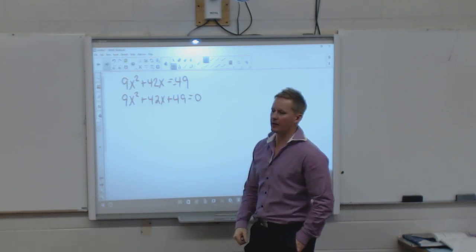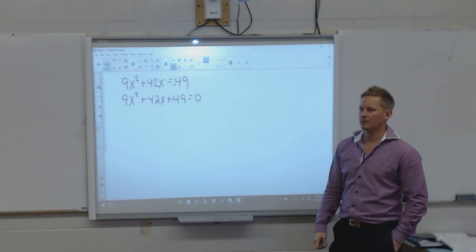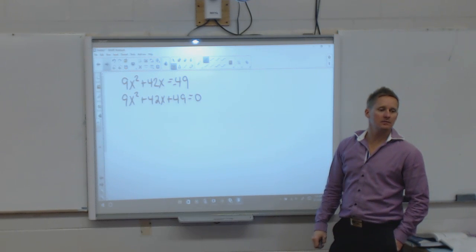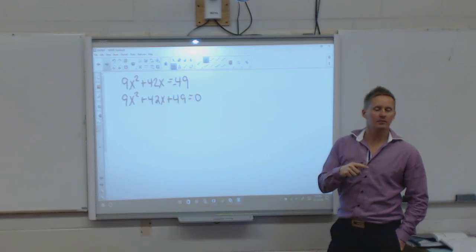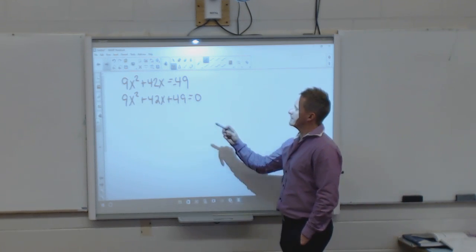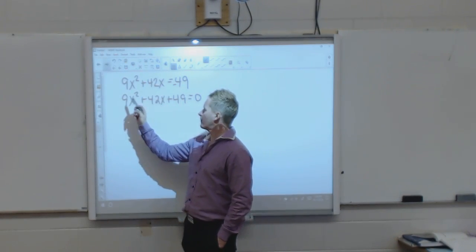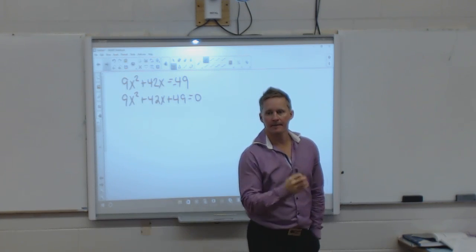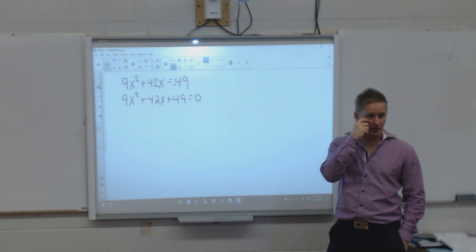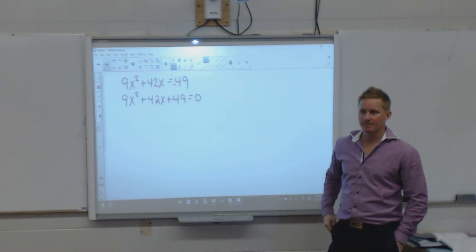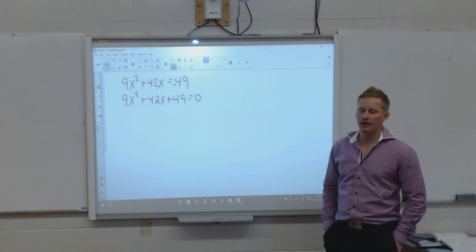What's the second step that I do? But the first thing is the factor form. Not yet. Greatest common factor. Is there a value that goes into 49, 42, and 9? Does 3 go into 49? No, so none of them.